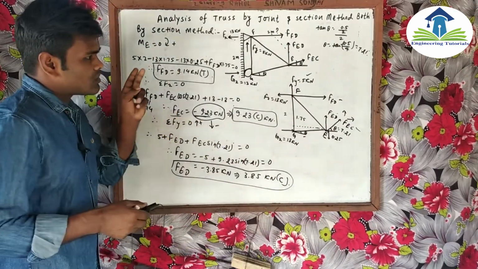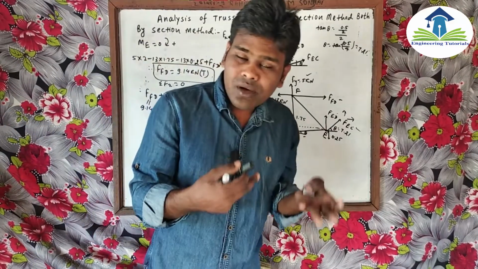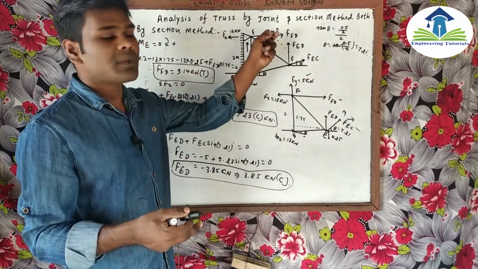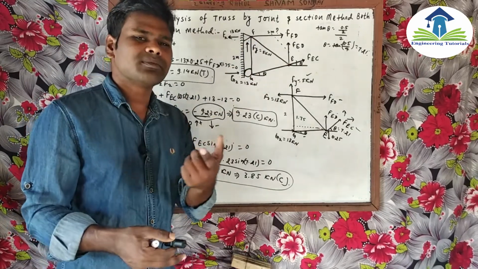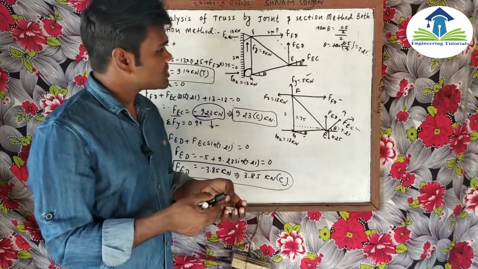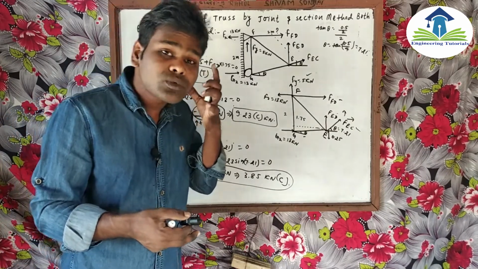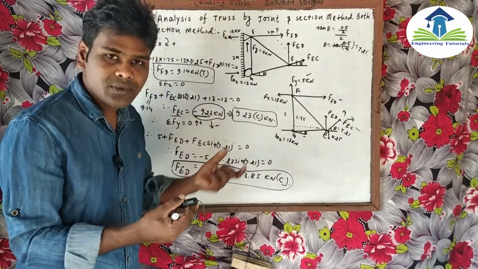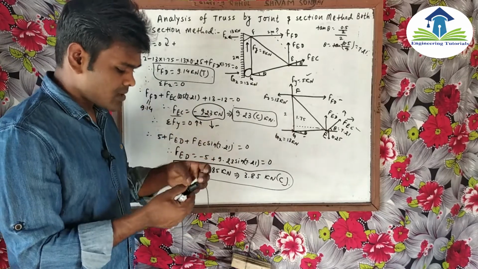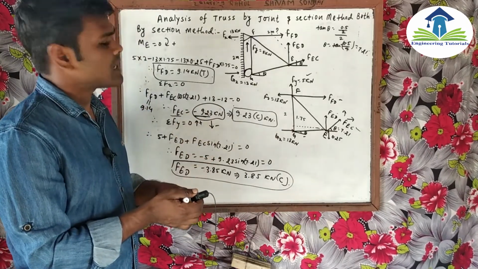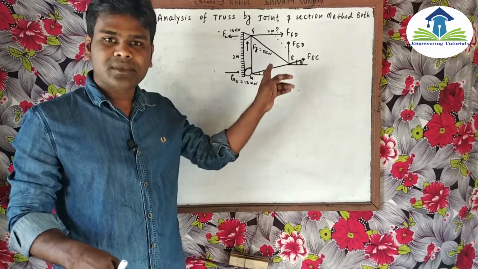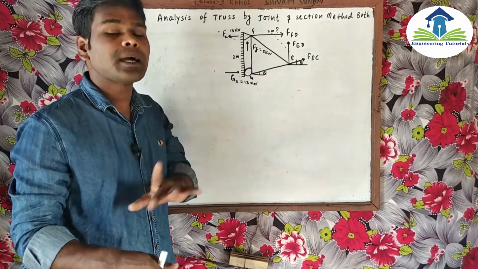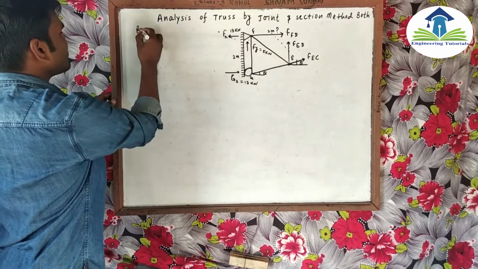Now, for a similar question, we are going to calculate the same member forces using the joint method. Then you can analyze which process is easier, and what the difference is between the section method and the joint method. So I am going to clean this, and you can analyze the joint method. Now we are going to solve this similar question using the joint method.